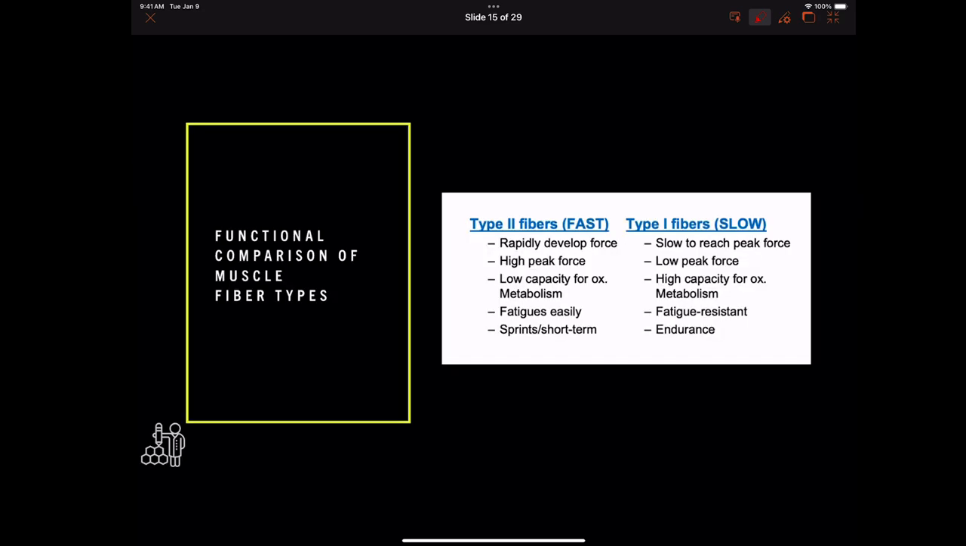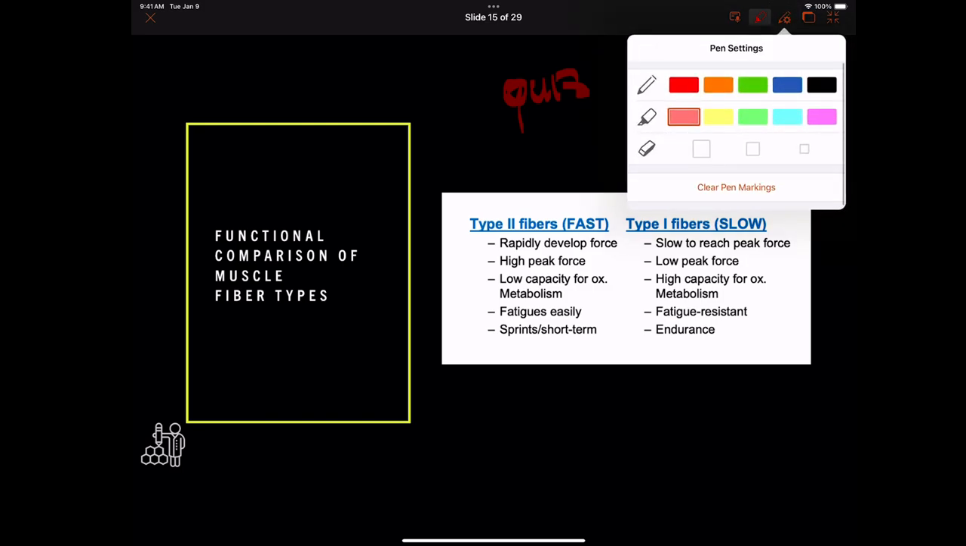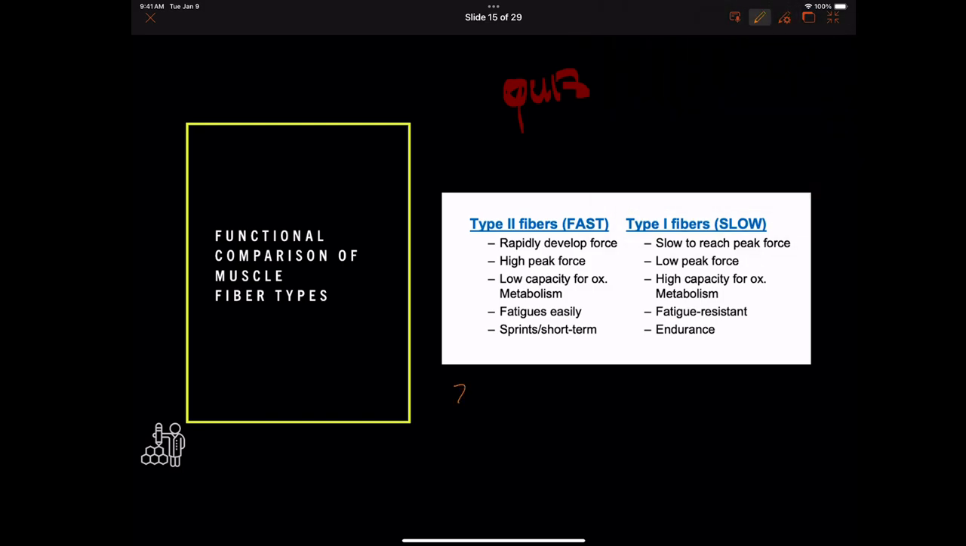Now, if you were thinking about, well, what should I know for a quiz? This would be kind of what you should look at for a quiz or an exam. I'm just basically showing you what the functional differences are between type 2 fast fibers, and of course these type 2 fast fibers contain type 2A and 2X, right? This one is strength, this one is power. Power is a much faster movement than strength. I'll show you some videos on that in a bit.